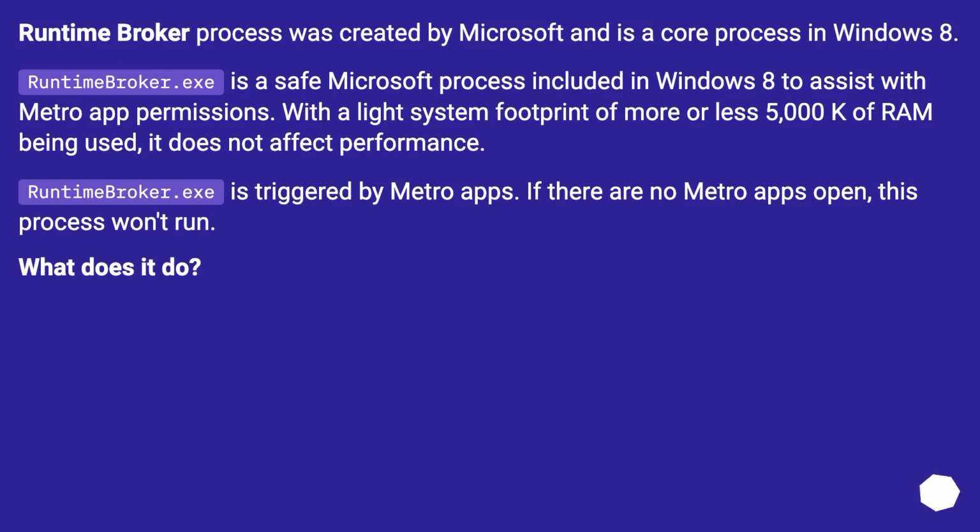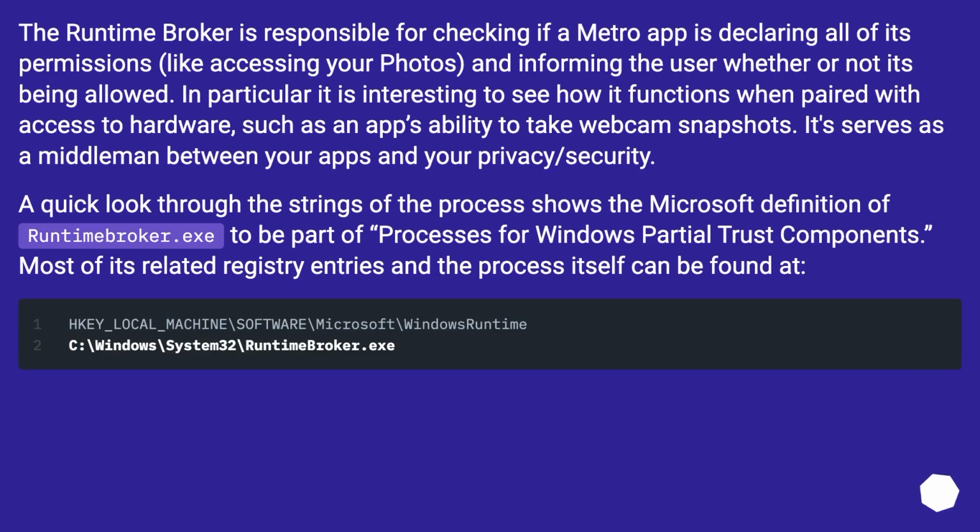What does it do? The Runtime Broker is responsible for checking if a Metro app is declaring all of its permissions, like accessing your photos, and informing the user whether or not it's being allowed. In particular, it is interesting to see how it functions when paired with access to hardware, such as an app's ability to take webcam snapshots. It serves as a middleman between your apps and your privacy/security.